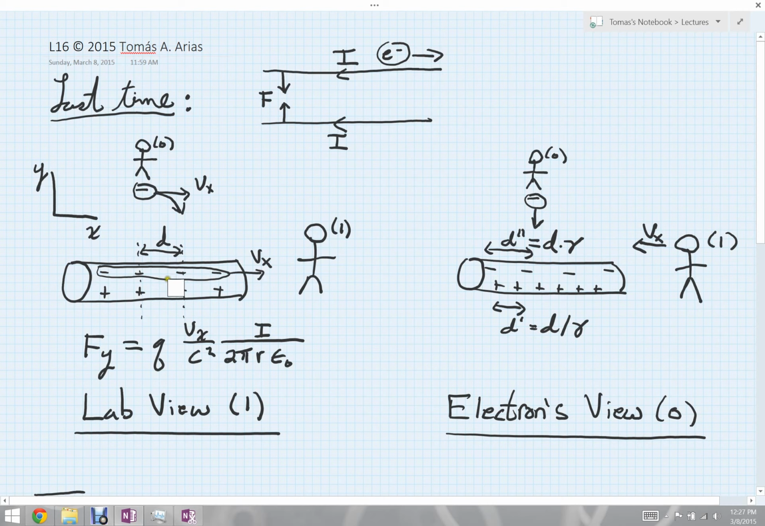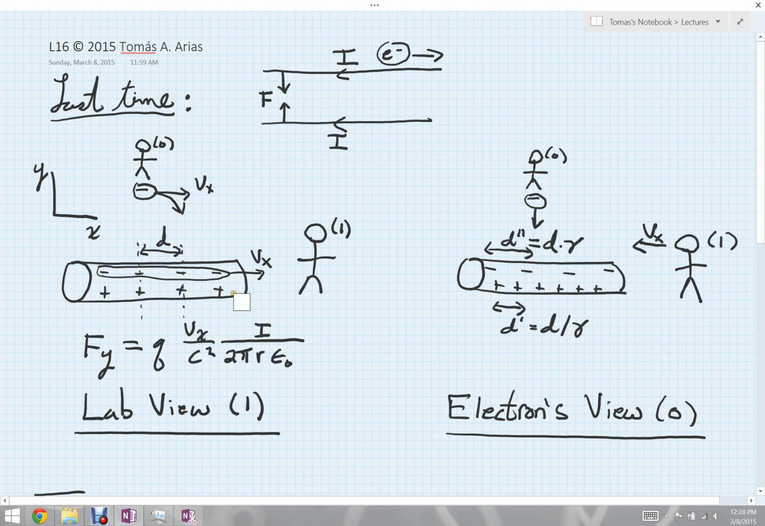And then what we further did is we took one electron from the upper wire and we just focused on it. So here's then the setup that I'm going to use, right? We're going to be the stationary observer 1, representing the laboratory view, the laboratory reference frame. We'll have a coordinate system, the y-axis vertical, the x-axis horizontal. In this wire, then, we have these stationary positive charges, the nuclei.